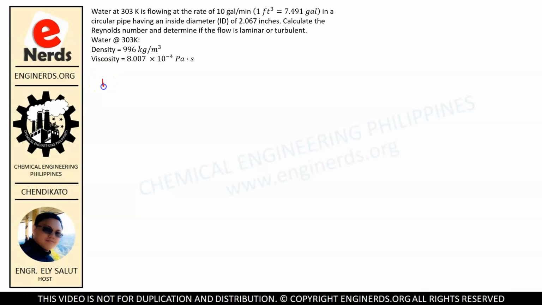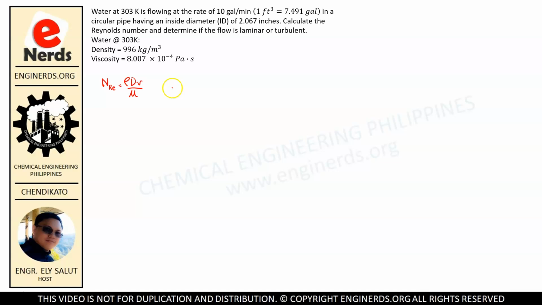Para makuha natin yung Reynolds number, we have to use our formula, which is equal to rho dV over mu. Well, we have our density, we have our diameter, and we have our viscosity, but we do not have itong ating velocity. But given yung flow rate natin, which is 10 gallons per minute. Well, as I said earlier, dapat consistent yung ating units because Reynolds number is a dimensionless number.